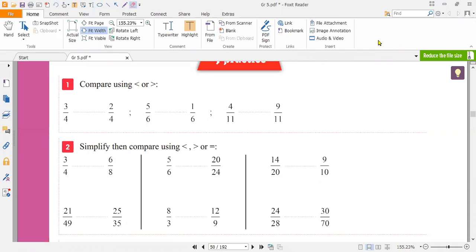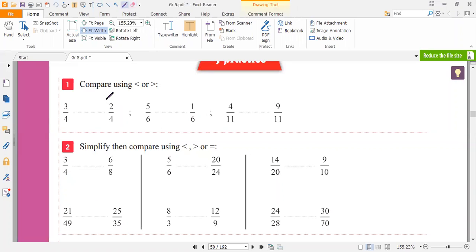So here we will learn how to compare between two fractions with the same denominator. Then we'll learn how to make an equivalent fraction to get the same denominator. Now we will start with exercise 1.